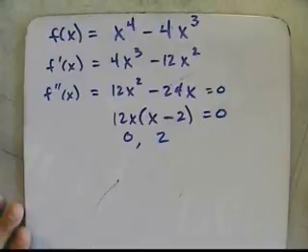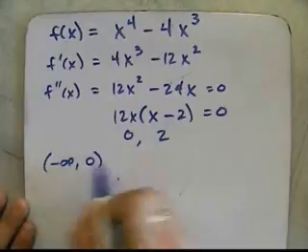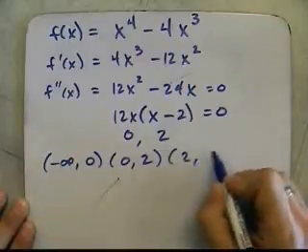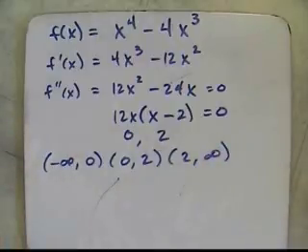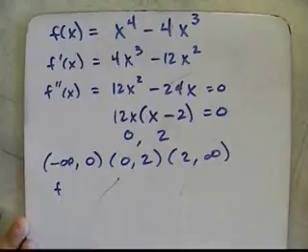Okay, so I'm going to set up my test intervals. My test intervals for this one would be negative infinity to 0, 0 to 2, and then 2 to infinity. Once again, you have a little bit of free reign on the values that you're picking in here. You get to pick whichever ones you want, and you want to plug these into the second derivative to find out where it's concave up or concave down.